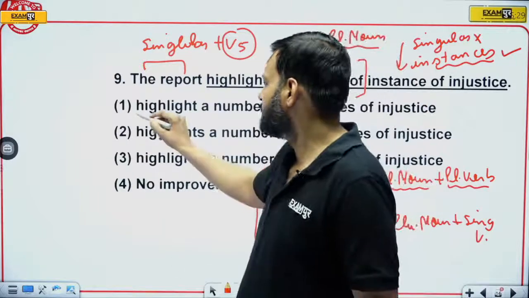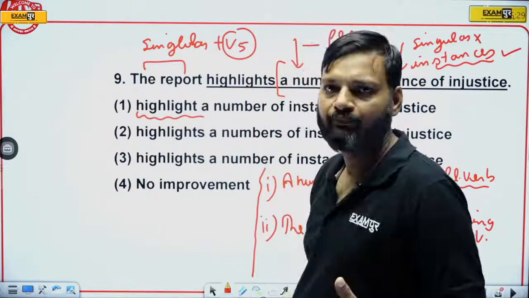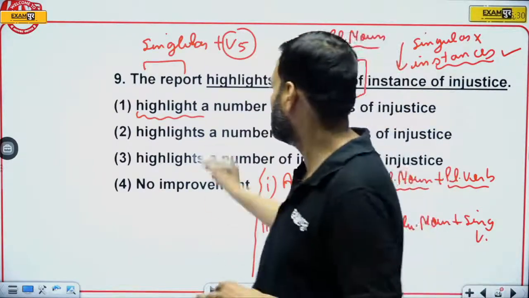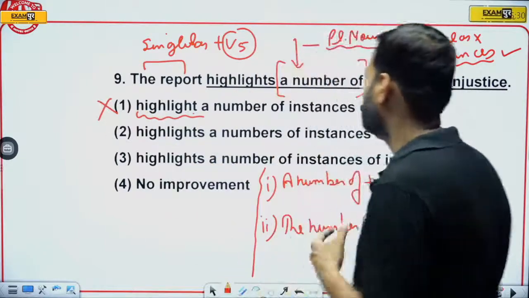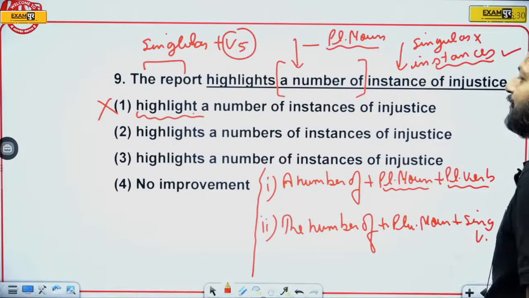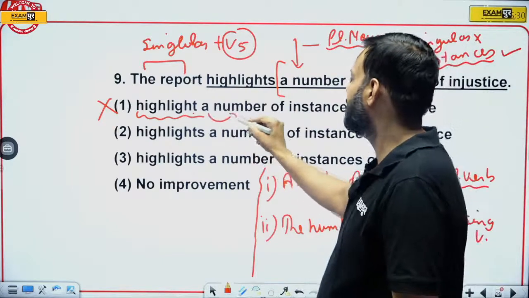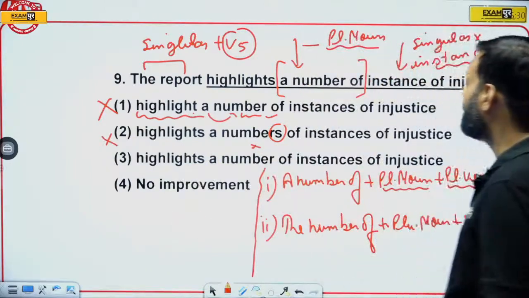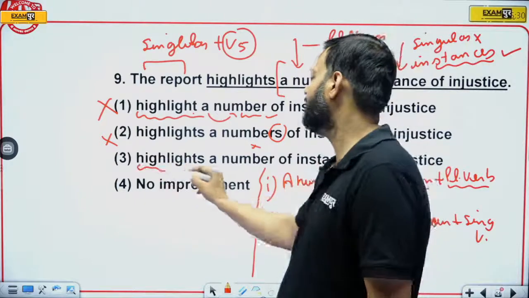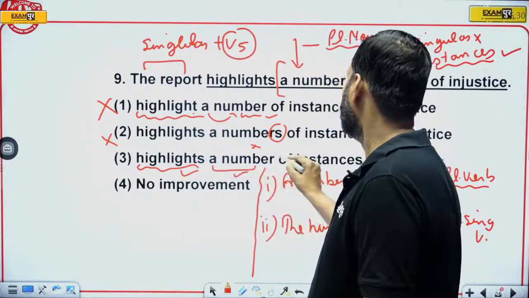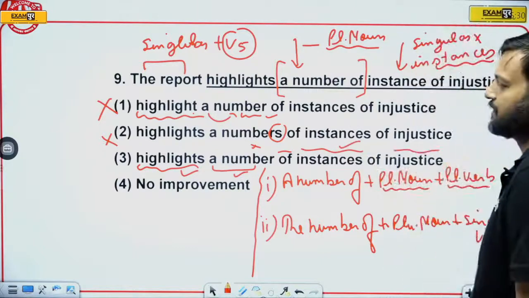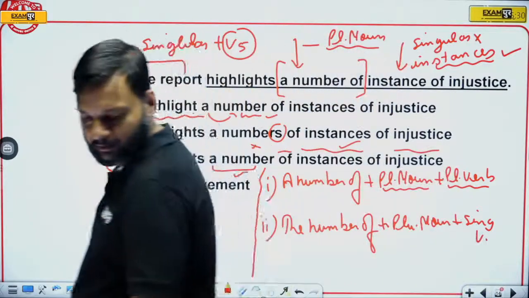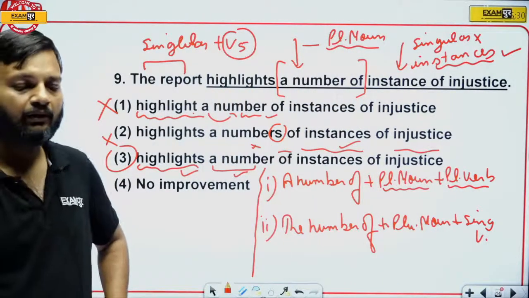So in the first option we have highlight, which is wrong, because with a singular subject it should be highlights, verb with s or es. So this cannot be the answer. Now second, highlights a numbers. After a number should be there, numbers is wrong, so this cannot be the answer. Highlights a number of instances of injustice: highlights correct, a number correct, of instances correct, of injustice correct. So the right answer is option 3. Clear?